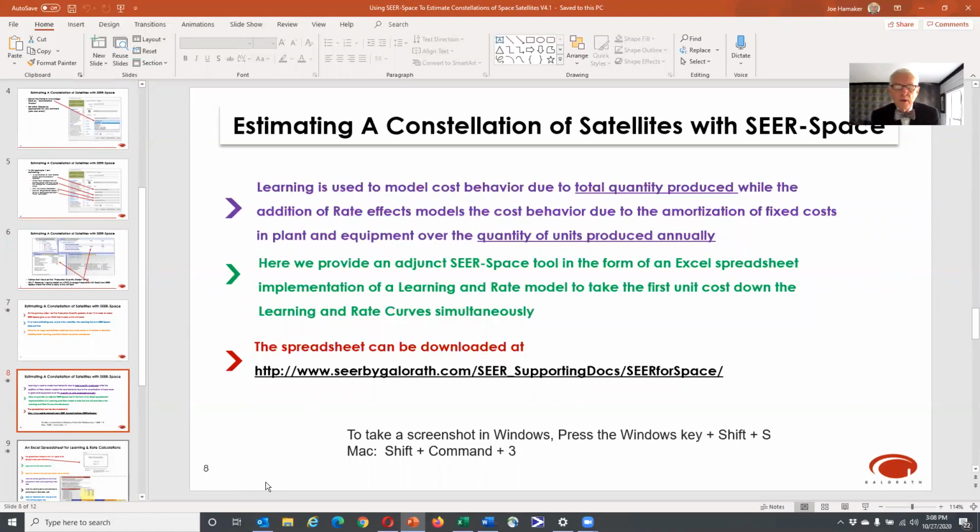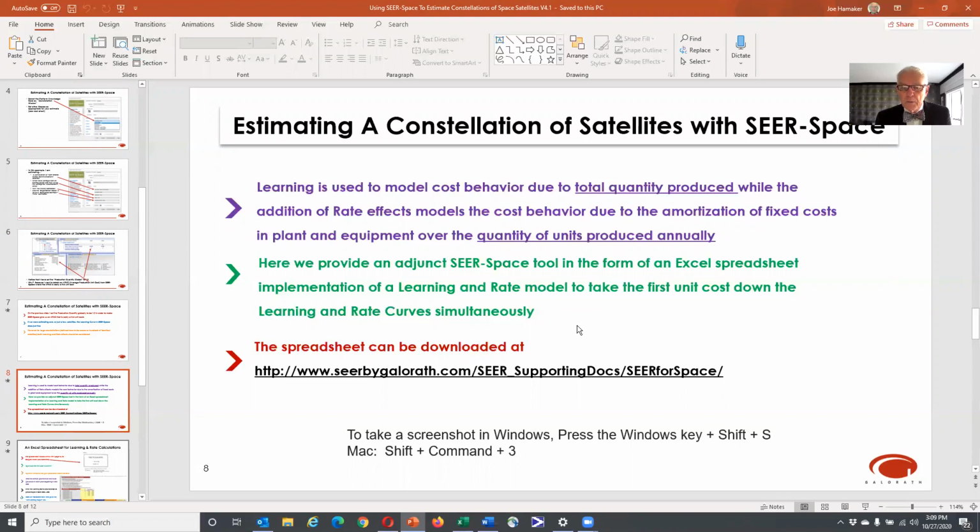So learning, you're probably familiar with. Learning is used to model cost behavior due to the total quantity produced. But there's another tool called rate effects, and that takes into account the cost behavior due to amortizing fixed costs, things like plant and equipment, over a quantity of units produced annually. So if you're producing more units on an annual basis, you have the advantage of amortizing tooling and plant and equipment over more units, and that brings the cost down in addition to learning. So here today, I'm going to talk about an adjunct SEER Space tool in the form of an Excel spreadsheet that we recommend you use for implementing both learning and rate effects.